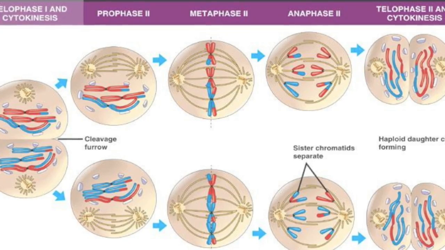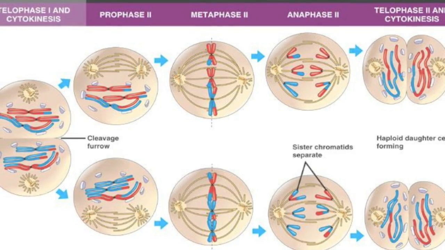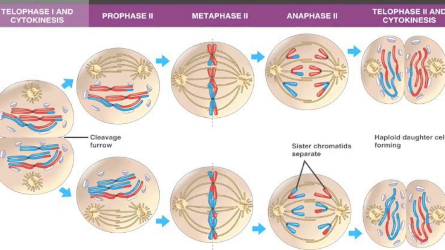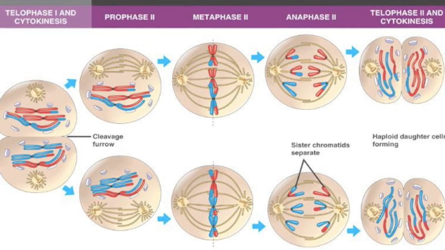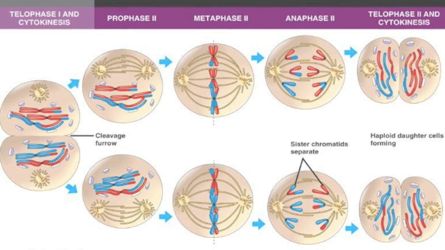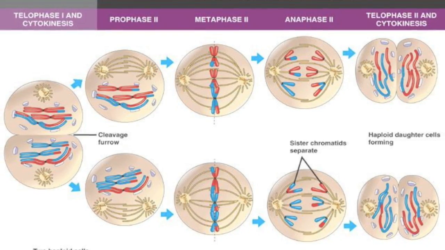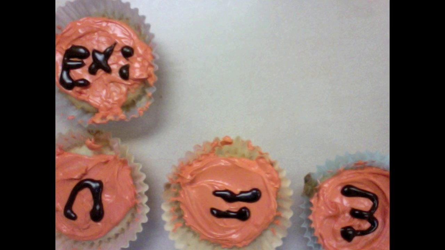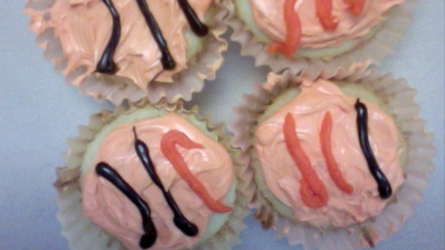In prophase 2, the centromeres appear, and the sister chromatids are present. They line up along the center plate in metaphase 2, and separate during anaphase 2. With half the sister chromatids at each pole, the cell splits in telophase 2 and cytokinesis. After the completion of meiosis, there are 4 haploid daughter cells that are all genetically unique.